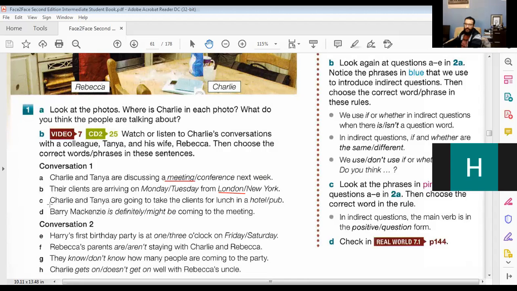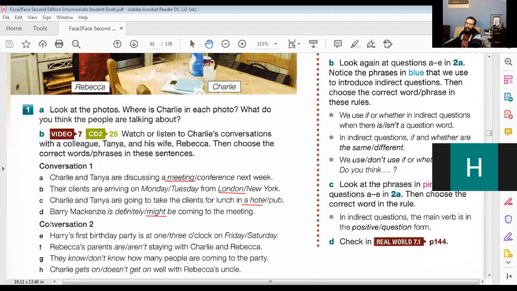Then it says Charlie and Tanya are going to take the clients for lunch in a hotel or in a pub. Hotel, I think. Then it says Barry Mackenzie is definitely coming to the meeting, or Barry Mackenzie might be coming to the meeting. Might. Because she wasn't sure. She's not sure.